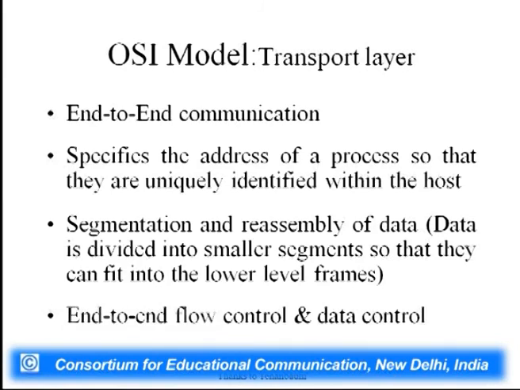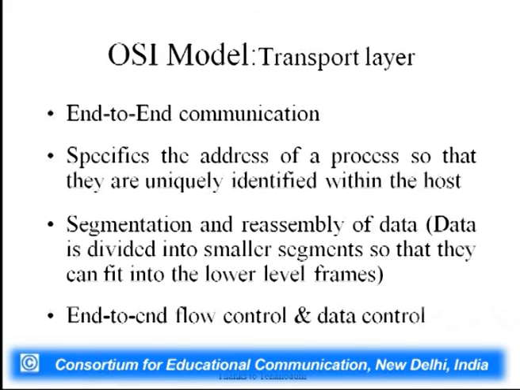The other function is that the transport layer has to specify the address of a process, so that processes are uniquely identified within a host. That means, if the host machine is running multiple processes and a message comes to the host, to which process should it be delivered? Therefore, the transport layer assigns a unique address to each process running on a host, so that the message is delivered to the right process.